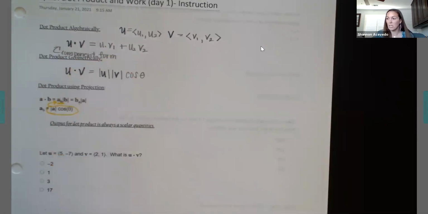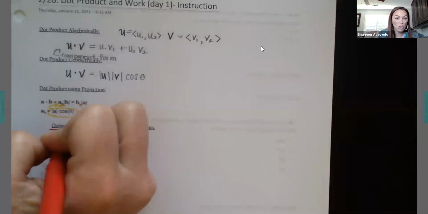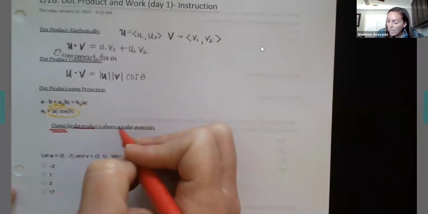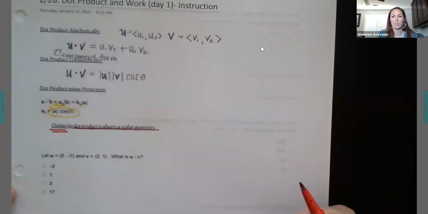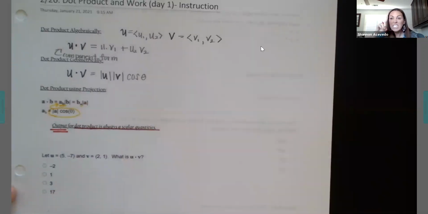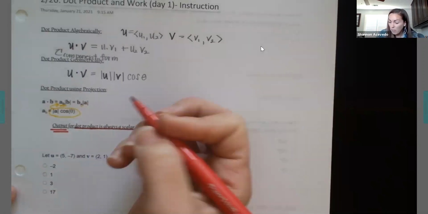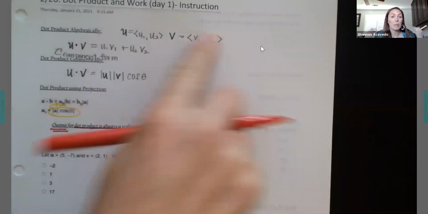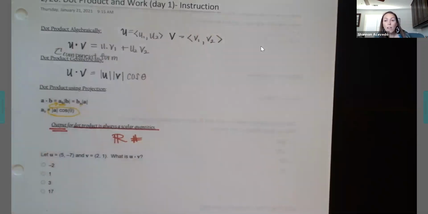Something very important that I want to point out is that the output, the solution for a dot product, is always a scalar quantity. It's always going to be a single real number. So I'm taking these values here and it's going to give you a number like 2, negative 25.7, whatever it might be. It's going to give you some type of real number. It's always going to work out that way.